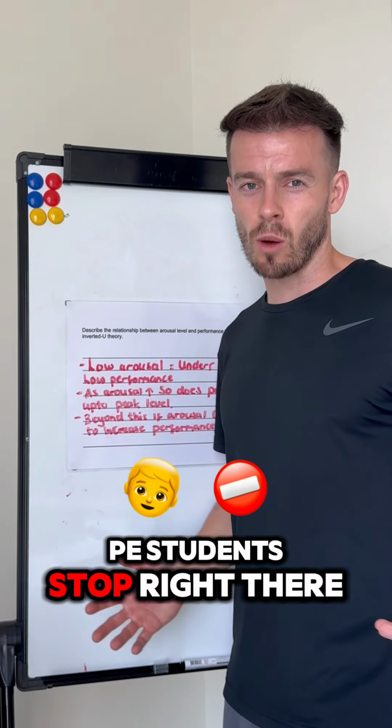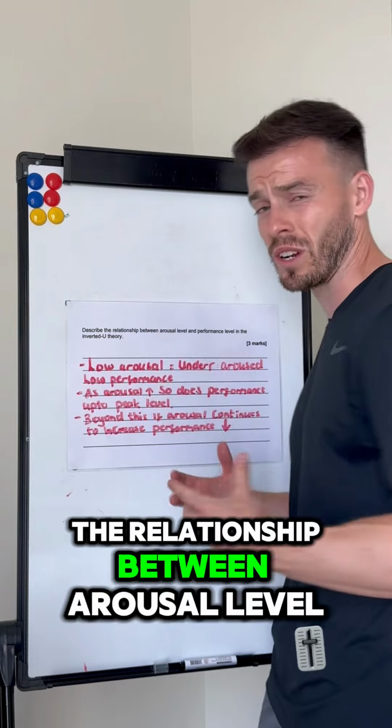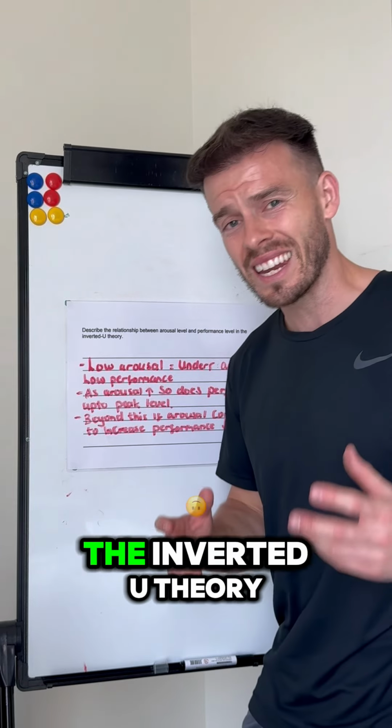PE students, stop right there. You open your paper 2 exam and you get a question asking you to describe the relationship between arousal level and performance level in the inverted U theory.